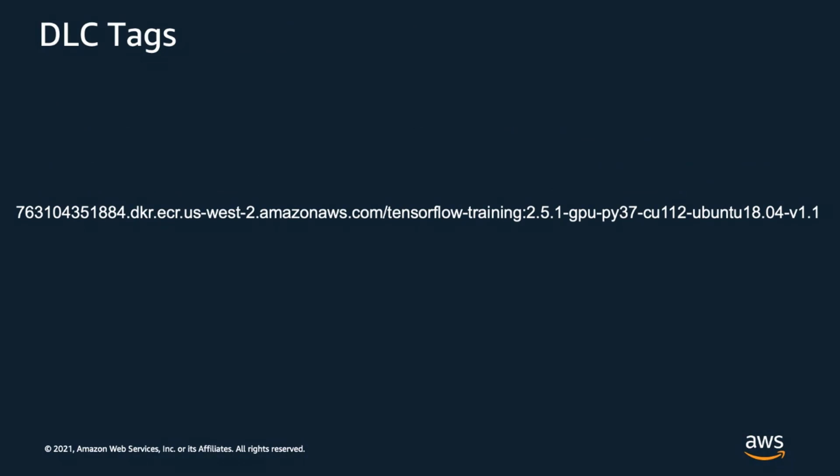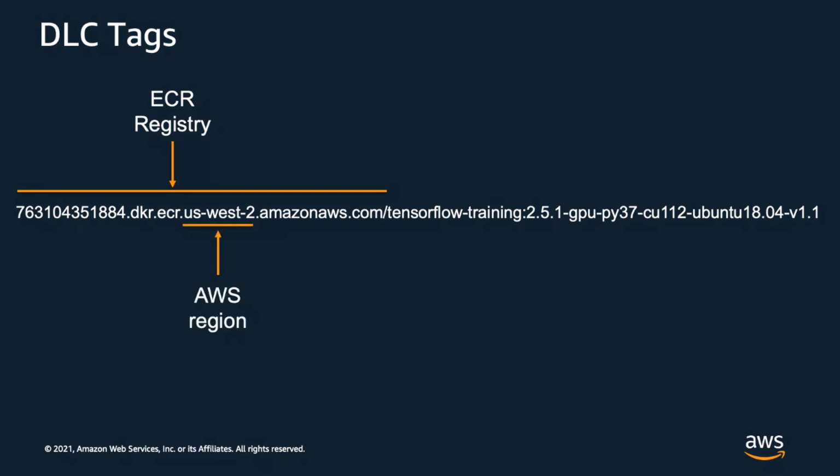To get the most out of DLCs, it's important to highlight our tagging structure. We apply several different tags to our images, which are all available, once again, in our open source GitHub releases. Here we have one of the more comprehensive tags, so we're going to use it to walk through what each section really means. At the beginning, we define our ECR registry. The nice thing about DLCs is that you can pick the region that's right for you. We are available in 22 regions across the world, and this information is also available in our GitHub repo.